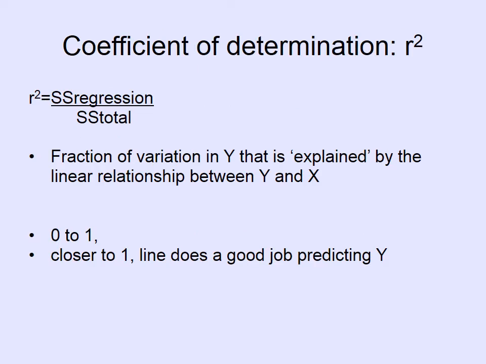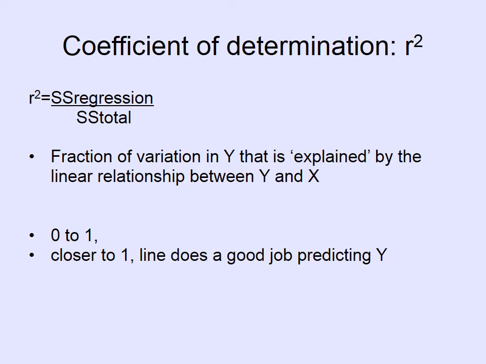The last piece of information that we'll get in a simple linear regression is the coefficient of determination, R squared. We saw R squared before in ANOVA. Here in linear regression, it tells us the fraction of variation that is explained by the line, or explained by the linear relationship between y and x. It's sum of squares regression over sum of squares total, similar to what we saw before in ANOVA. And unlike R, it goes between 0 and 1 since it's squared.